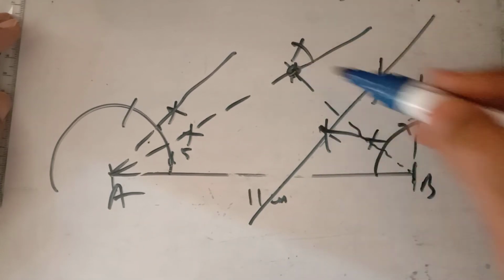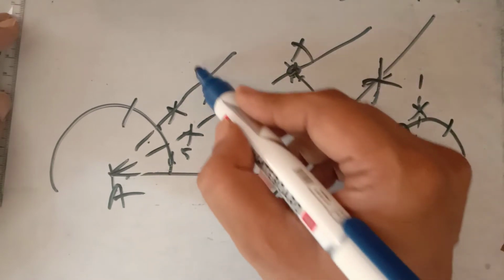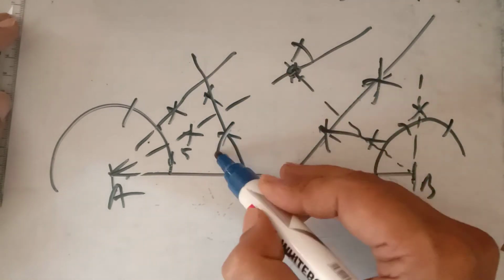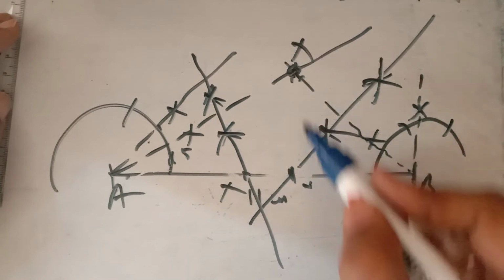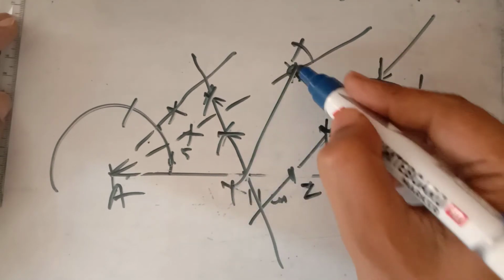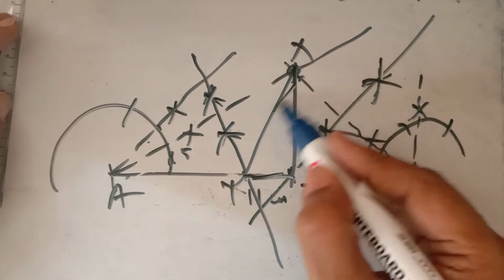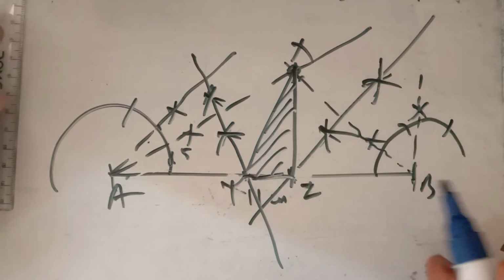By taking X and B as a center, draw the perpendicular bisector of XA. By putting, this will be the point X, this will be Y, and this will be Z. So you will get this triangle by joining. Required triangle, whose perimeter will be 11 centimeter.